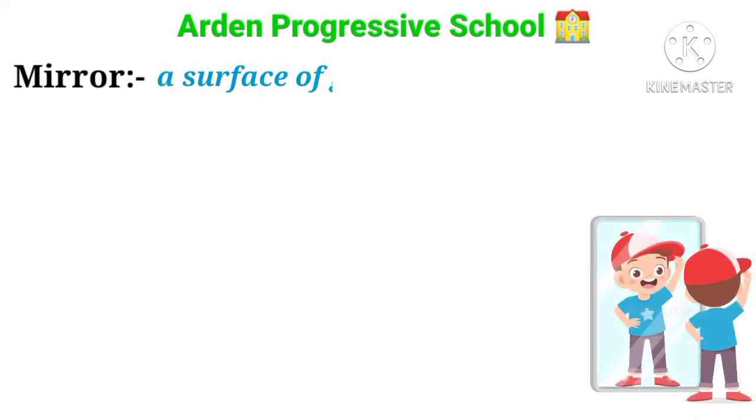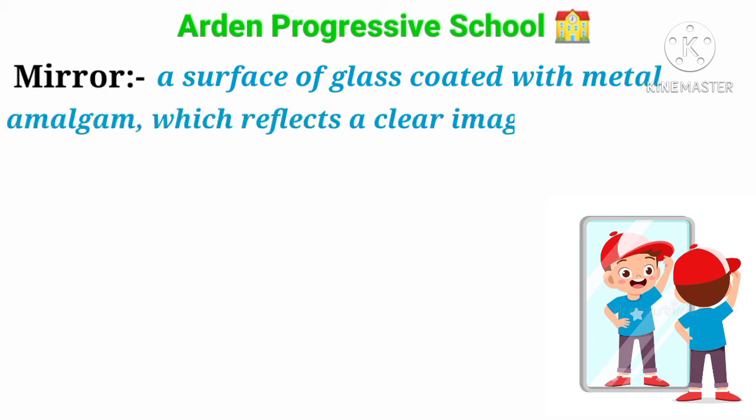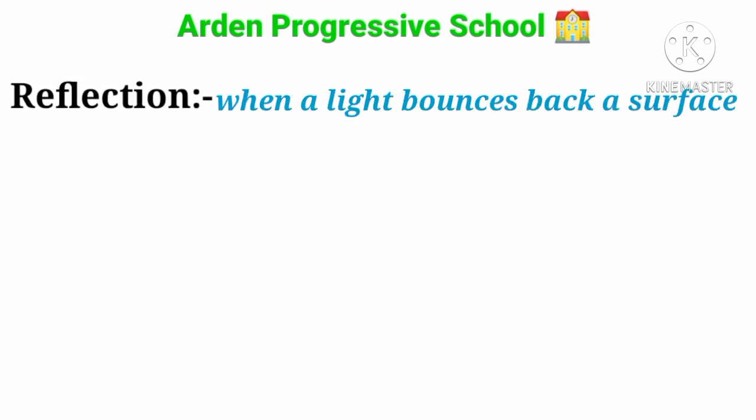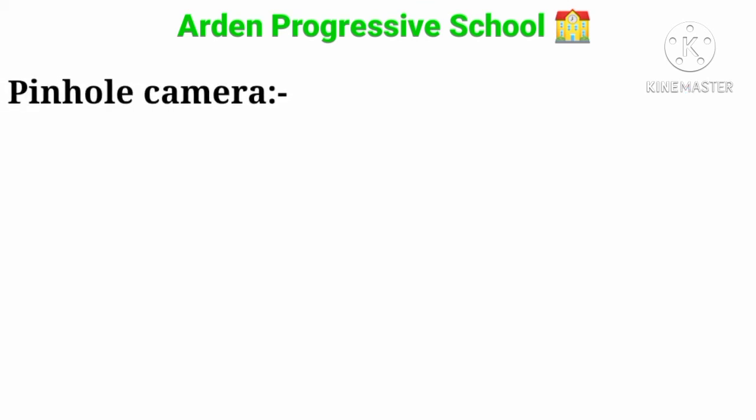Now what is a mirror? It is a surface of glass coated with metal amalgam which reflects a clear image of any object. Now, what is reflection? When light bounces back from a surface, it is called reflection. As in the image, you can see the light coming from the torch is bouncing back.